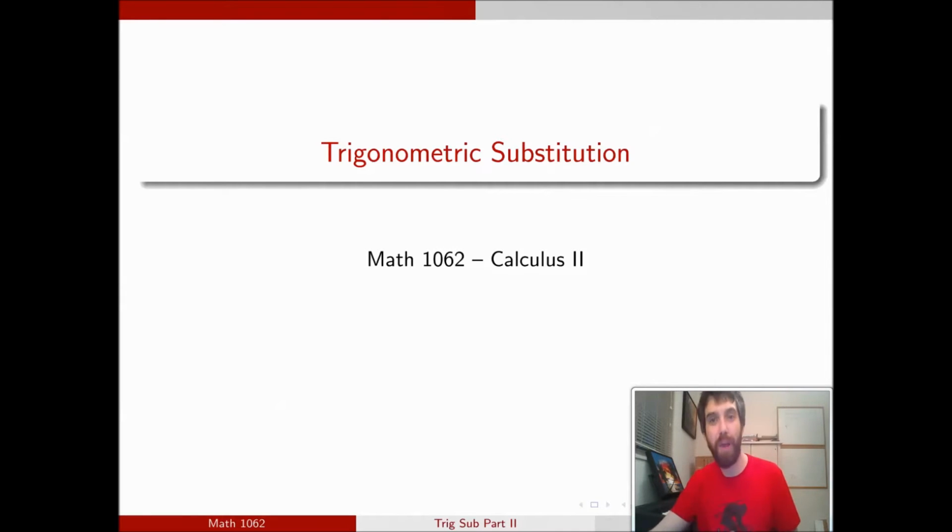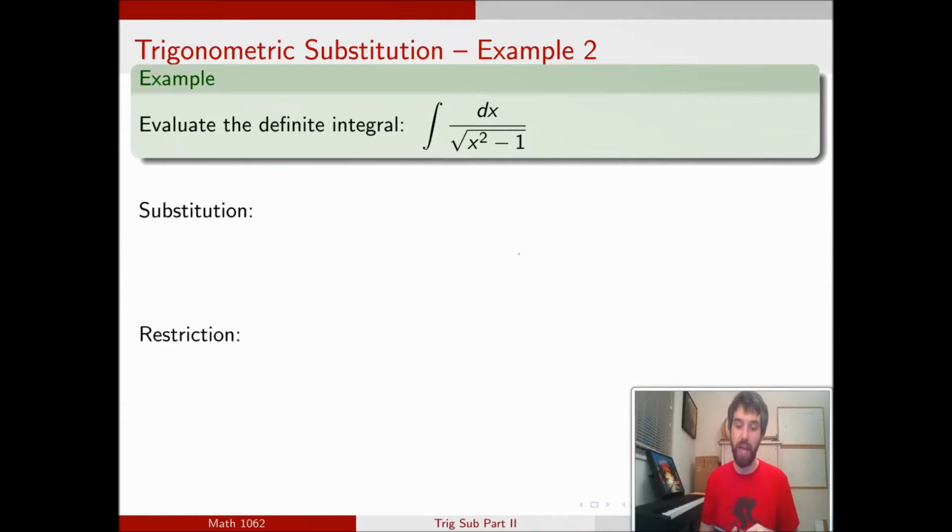So the example that I want to look at is going to be the integral of 1 over the square root of x squared minus 1 dx. So the first thing we want to figure out is what is going to be an appropriate substitution here. I want to have my x variable equal to some trigonometric term.